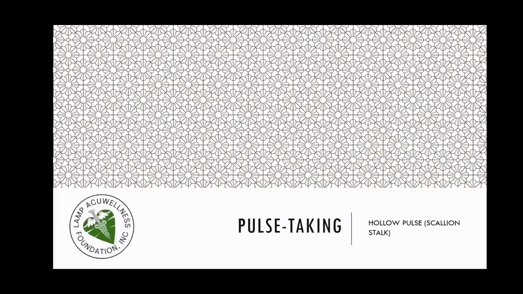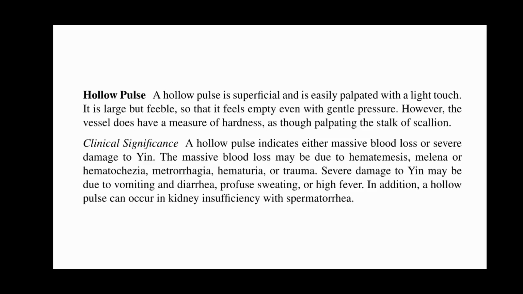Let us now go to pulse taking. The topic is the hollow pulse, or scallion stalk pulse. A hollow pulse is superficial and is easily palpated with a light touch. It is large but feeble, so that it feels empty even with gentle pressure. However, the vessel does have a measure of hardness, as though palpating the stalk of a scallion.